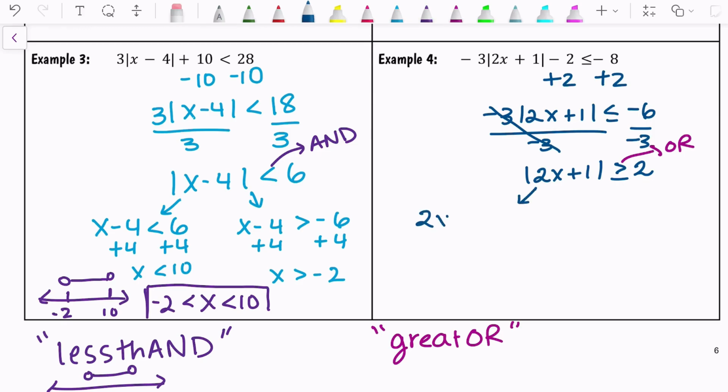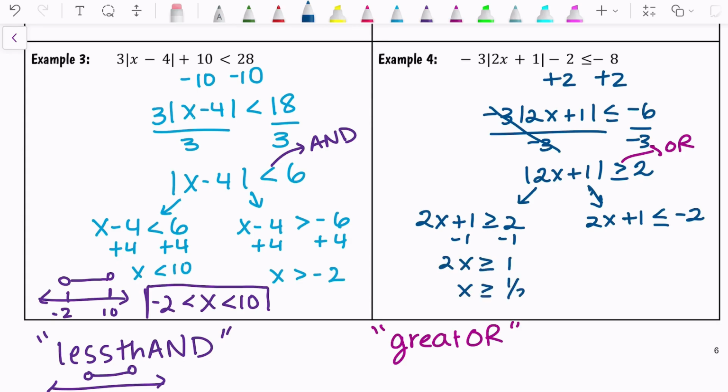I'm going to split it into 2. You solve it the way that it's written, and then you solve it a second time where you flip the symbol and change the sign. Flip the symbol, change the sign, solve away. Solve away over here, same steps, taking away 1 and dividing by 2. And you could leave these as either decimals or fractions.